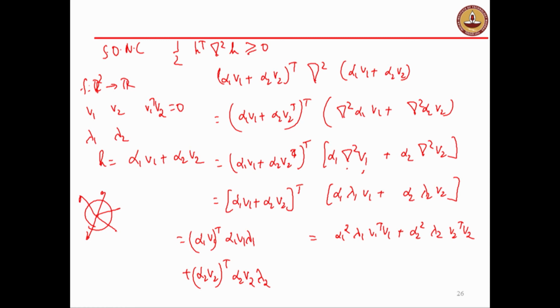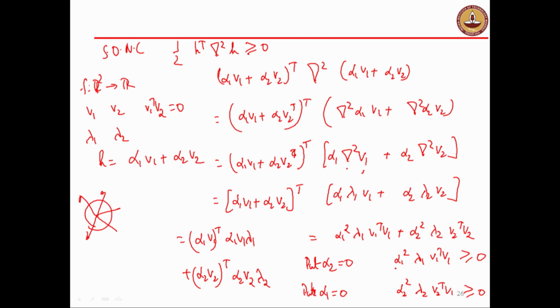If I go along V1, then alpha 2 is equal to 0, because I am going only along the first eigenvector direction. So I put alpha 2 equal to 0, and what do I get? Alpha 1 square lambda 1 V1 transpose V1 has to be greater than or equal to 0. Likewise, put alpha 1 equal to 0, and you get alpha 2 square lambda 2 V2 transpose V2 greater than or equal to 0.